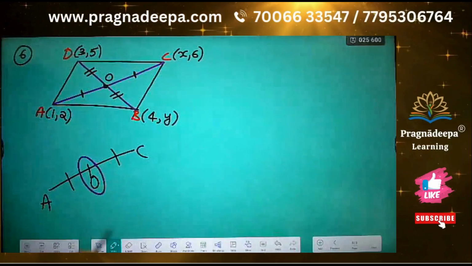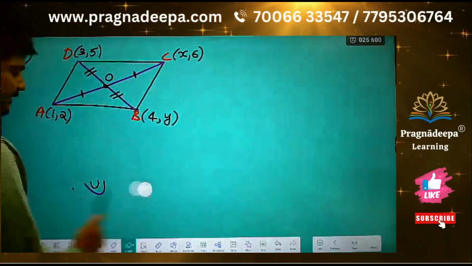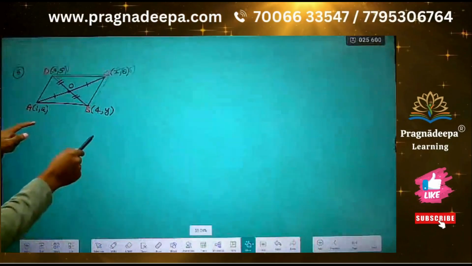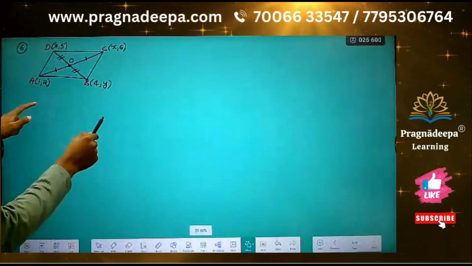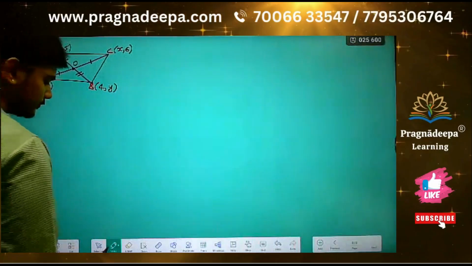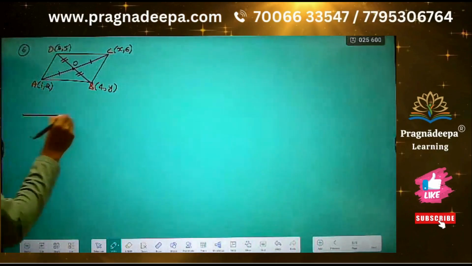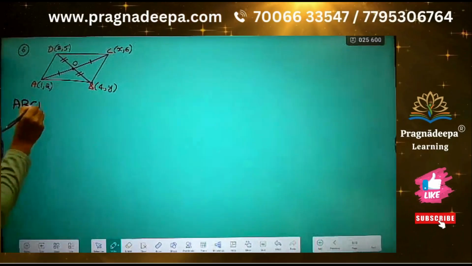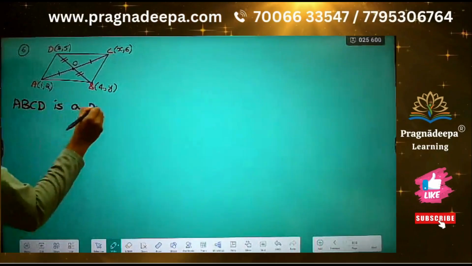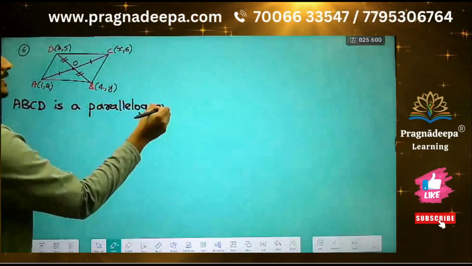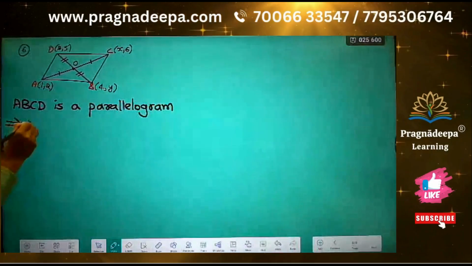So ಅದನ್ನ apply ಮಾಡೋಣ. So first I will consider AC line segment. So AC consider ಮಾಡಿದ್ರೆ ಏನಾಗುತ್ತೆ? So first ಬರೆದು ಬಿಡೋಣ. ABCD is a parallelogram. So since it is a parallelogram, diagonals bisect each other.